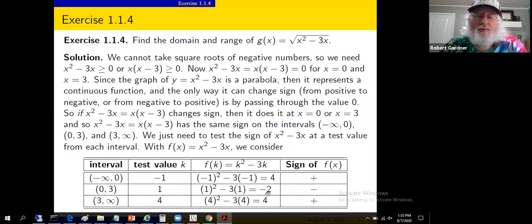That's 1 minus 3, which is -2. Negative is the part that matters. The function's negative throughout that interval. Pick a test value from 3 to infinity. Let's use 4. Looks like we get positive 4 out there. I suspect there's some sort of symmetry going on here. Anyhow, that's positive, and so the function is positive throughout that interval.